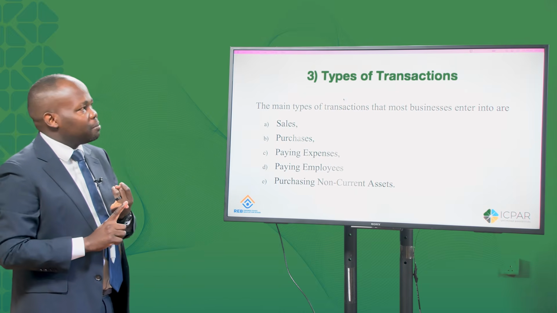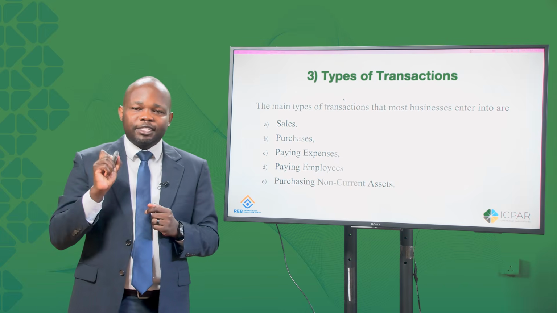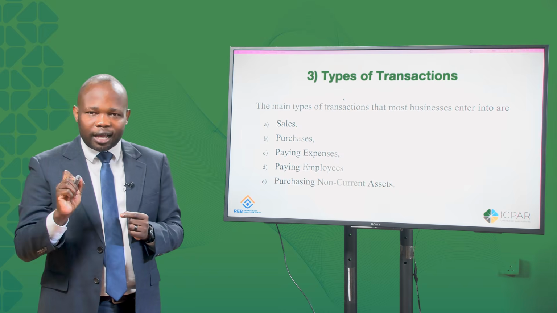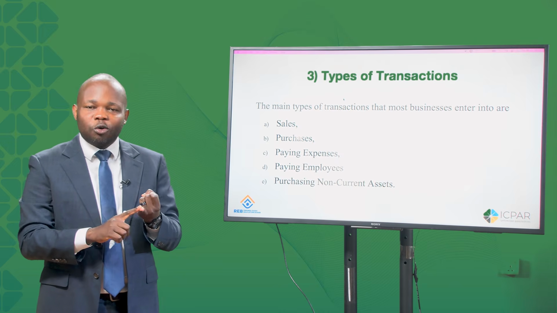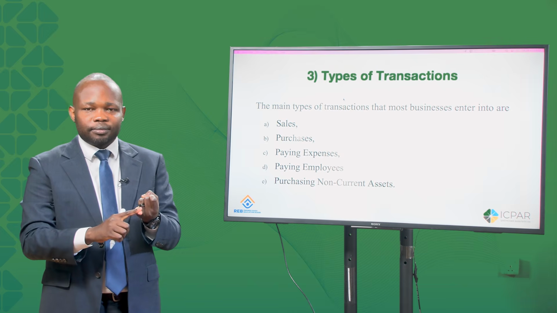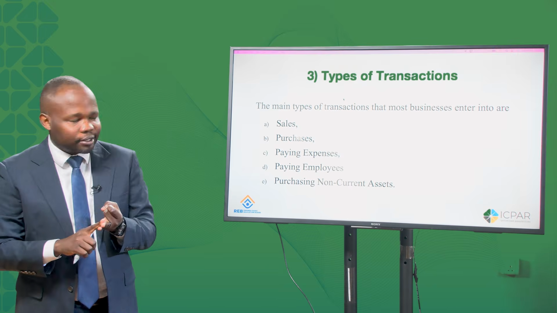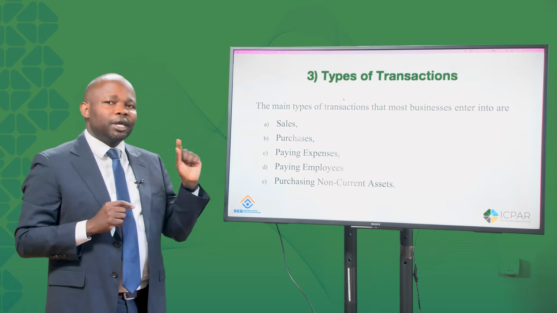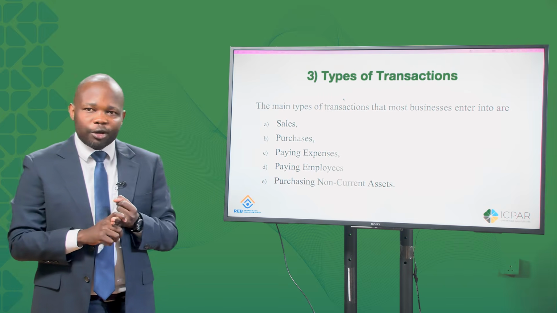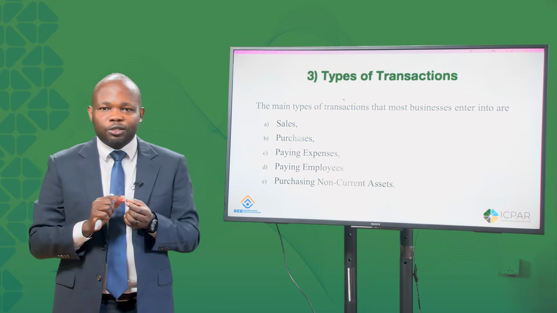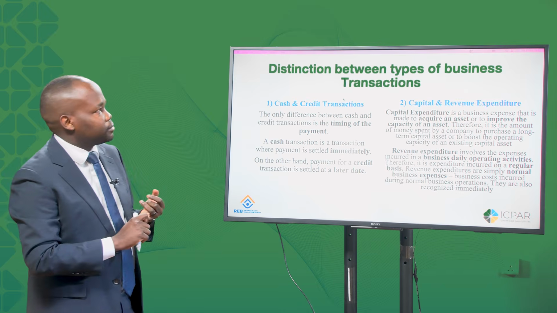Our third item is types of transactions. We have 5 types of business transactions. The first type of business transaction is sales or sale of goods. The second transaction is purchase or purchase of goods. The third transaction is paying expenses. Our fourth transaction is paying employees. And the last transaction is purchasing non-current assets.